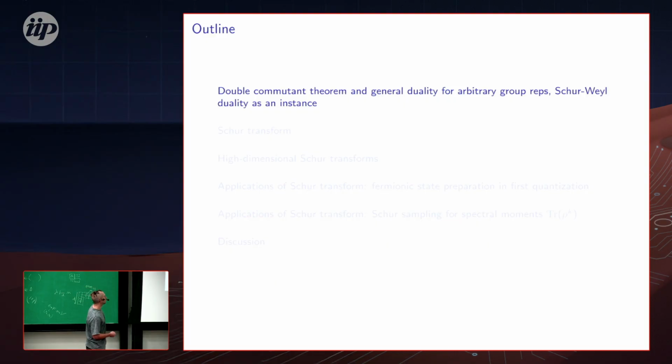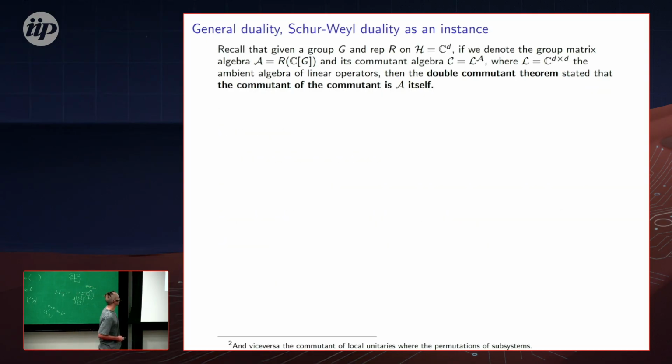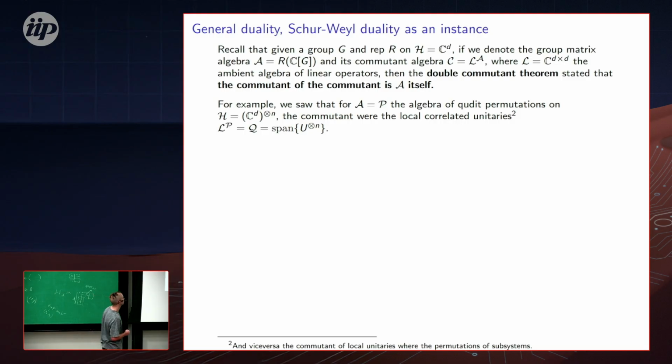Okay, double commutant theorem, general duality for arbitrary group reps. This is what I already discussed here, but again, the notation: a group G with representation R on some vector space C^d, some matrix algebra A, and some other matrix algebra C that mutually contain the things that commute with each other. The commutant of the commutant is A itself. For example, when you have qubit permutations, the commutant is local unitaries, and so on.